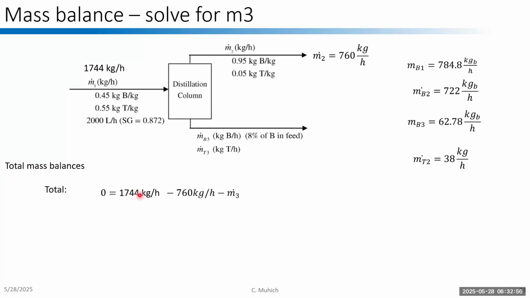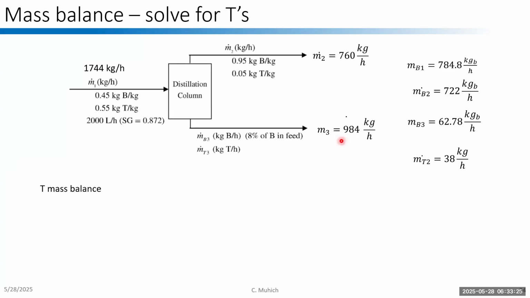So M3, we had the 1744 kilograms per hour coming in, 760 kilograms per hour leaving. In addition to this unknown M3, rearrange my equation, and we'll find that M3 is 984 kilograms per hour. So I can now label that in my process flow diagram. All right, now let's go back to our T mass balance. That's the last thing we didn't know.